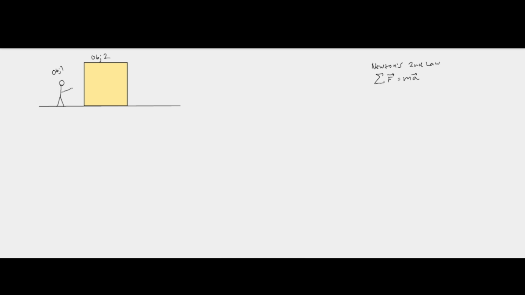So if this person starts pushing on this object and they push to the right, there's going to be some rightward force due to them pushing on the object. Well, then, according to Newton's third law, there has to be another force. If this is force 1 pushing to the right, then there has to be another equal and opposite force pointing to the left. So again, Newton's third law states that an interaction involves two equal and opposite forces.